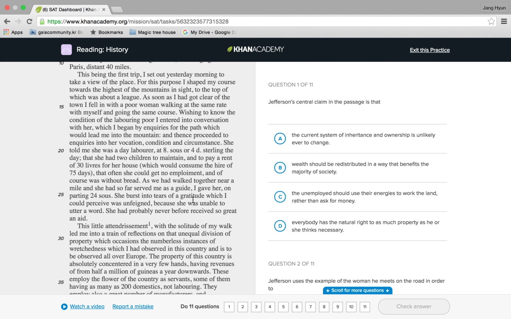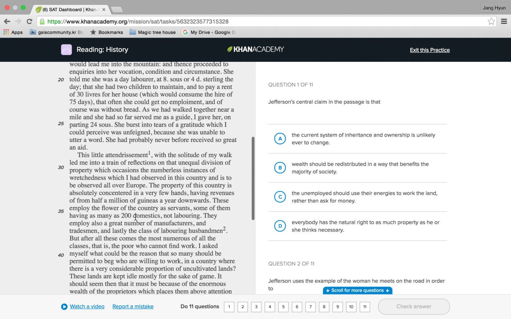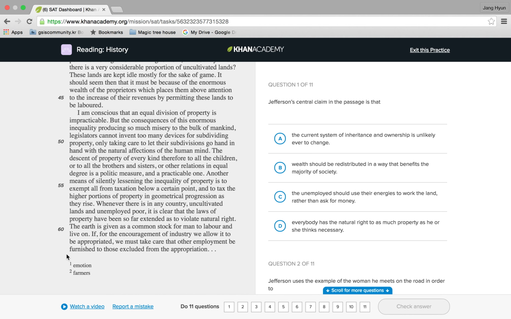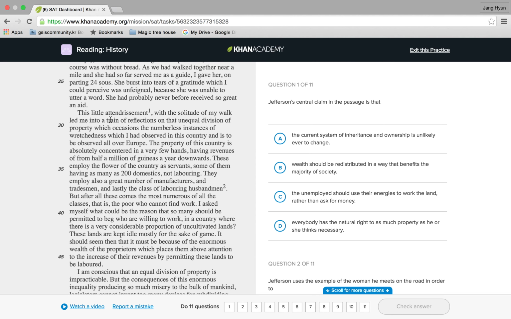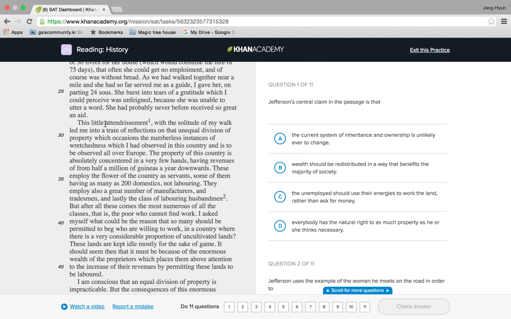She burst into tears of gratitude, which I could perceive was unfeigned, because she was unable to utter a word. She had probably never before received so great an aid. This little attendrissement with the solitudes of my walk led me into a train of reflections on that unequal division of property which occasions the numberless instances of wretchedness which I had observed in this country and is to be observed all over Europe.